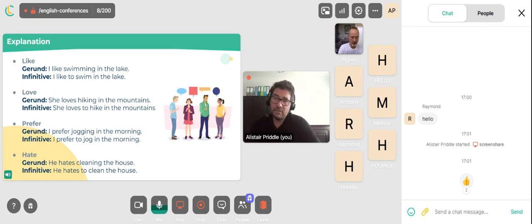Love, gerund. She loves hiking in the mountains. Infinitive. She loves to hike in the mountains. No real difference. Prefer, gerund. I prefer jogging in the morning. Infinitive. I prefer to jog in the morning. Very similar. Hate, gerund. He hates cleaning the house. Infinitive. He hates to clean the house. They all have a similar meaning here, the gerund and the infinitive form.